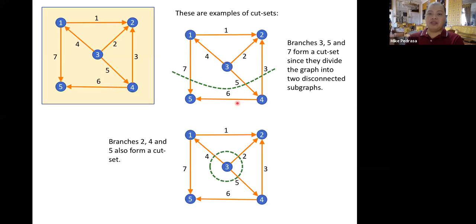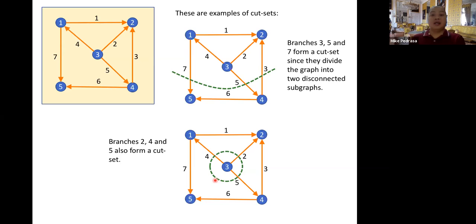The subgraph that consists of nodes 2, 3, and 1, and the other subgraph consisting of nodes 4 and 5. Now, the cut set is the set of branches that separates one subgraph from the other. So for this particular figure, branches 3, 5, and 7 form a cut set.